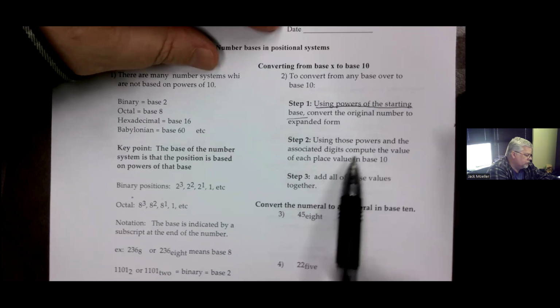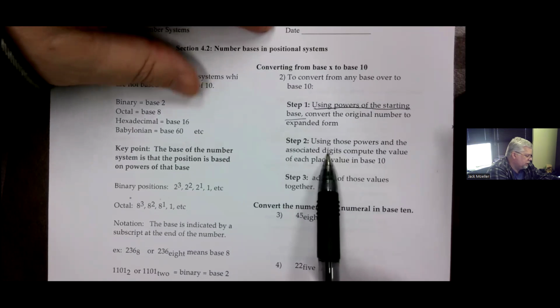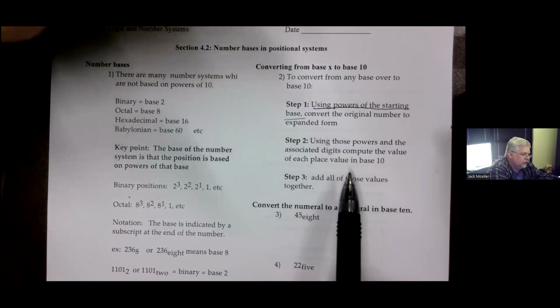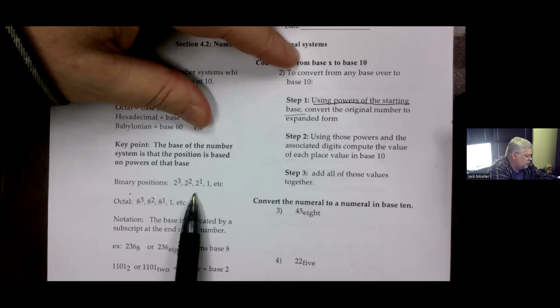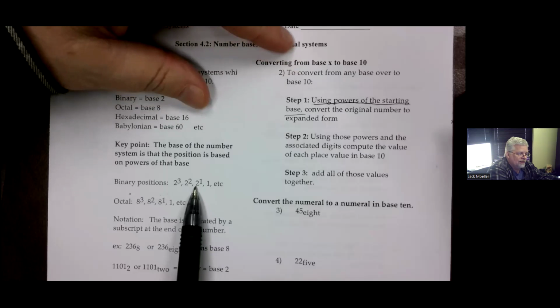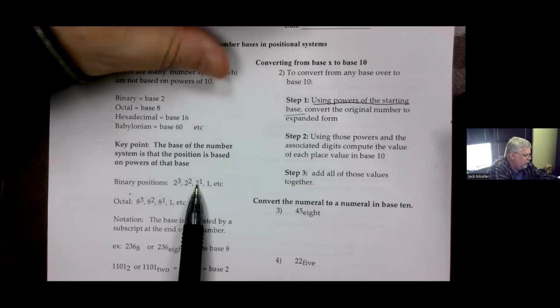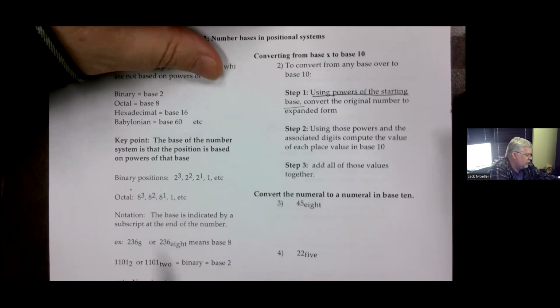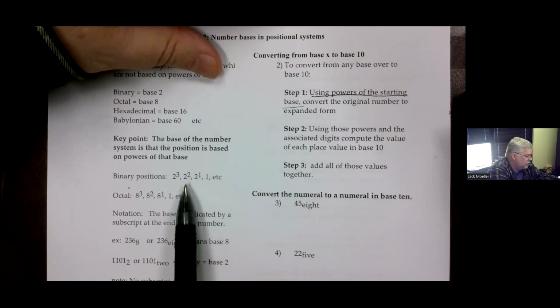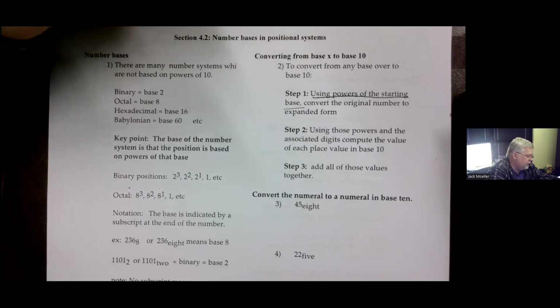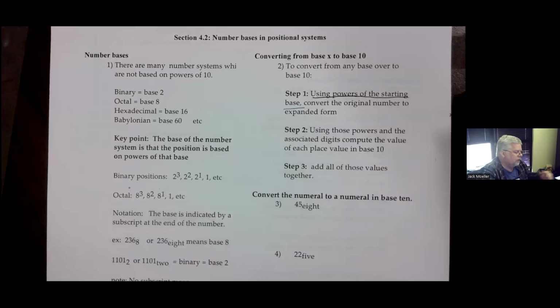Then, using those powers and associated digits, we need to figure out the actual numerical value in base 10. It's like over here, 2 to the first is 2. If we're in a binary number and there was something in the second spot, it'd be 2 times that digit. If the number was in the third digit from the left, it'd be 2 squared is 4, so it'd be 4 times whatever that number is, and so on. This will probably make a little more sense when we have numbers to put to it.